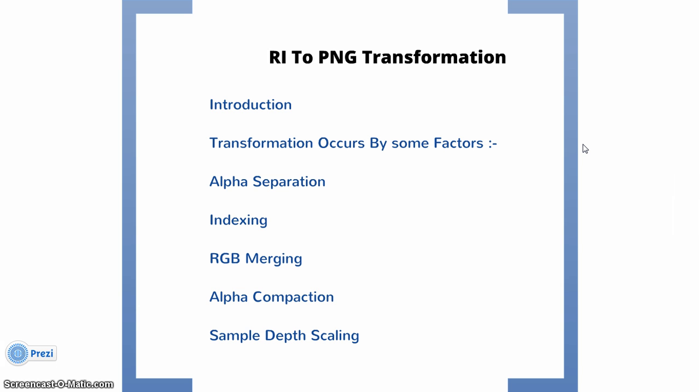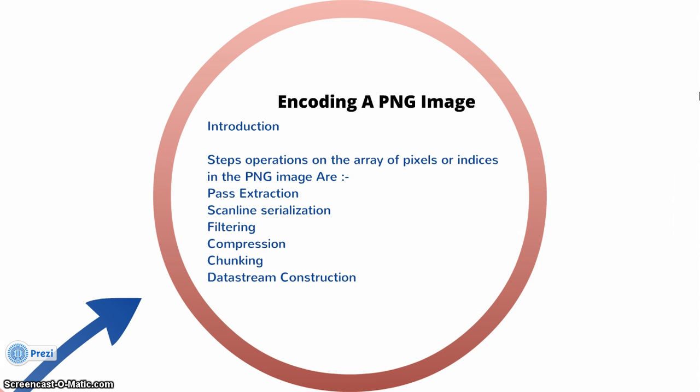Here, if you want to transform any image to a PNG image, the transformation is generally lossless and no data will be lost. This transformation generally depends on 5 factors: alpha separation, indexing, RGB merging, alpha compaction and sample depth scaling. These are the factors on which the transformation process generally depends. Now I will go straight to the encoding part of a PNG image. I think this is also an important part of this discussion.